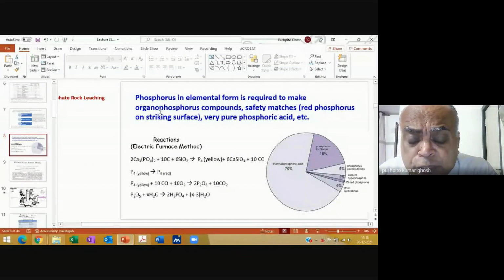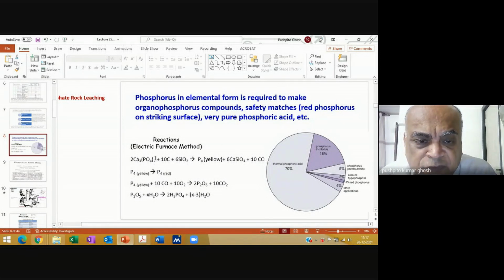So huge applications. And again, there are applications where you may require an extremely pure phosphoric acid, which you may not be able to get from your wet process, or you'll be able to get, but with a lot of steps and operations involved. So all of those were the motivation behind development of an alternative technique for recovering phosphorus. The technique is really thermal.